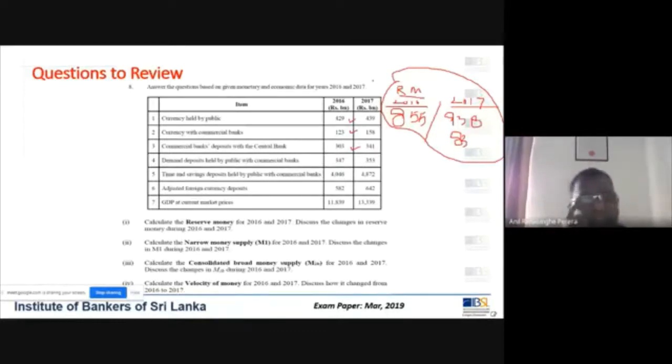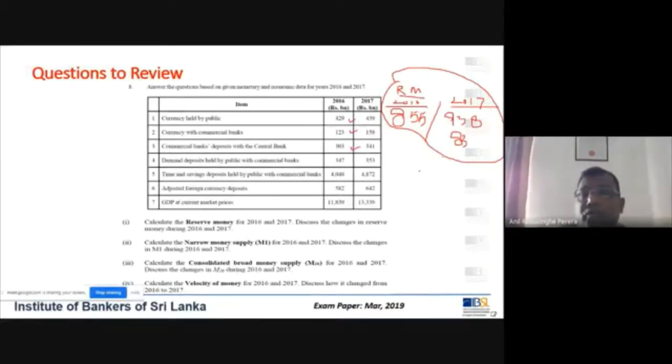Now I haven't seen questions asking you to calculate the rate of growth, but you should know it, as I said, because there is a possibility that the examiner might ask, what is the rate of expansion of money during these 2 years? What is the rate of expansion of reserve money during these 2 years? How do you calculate?